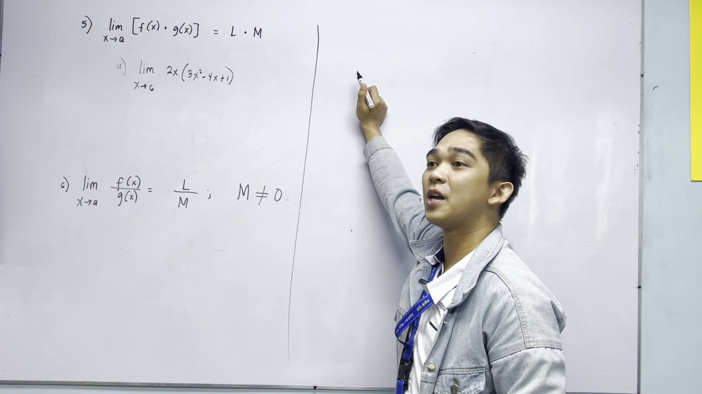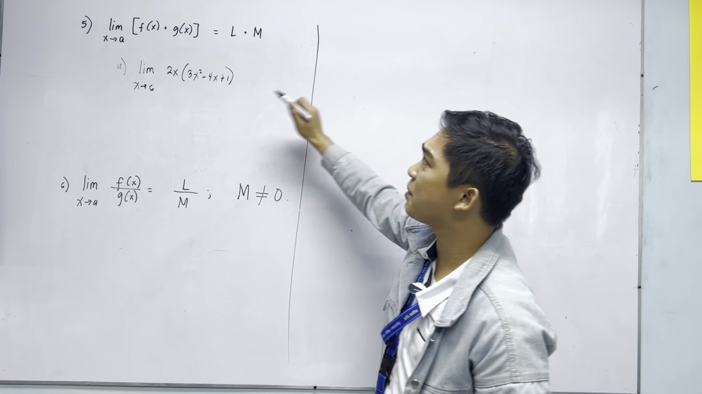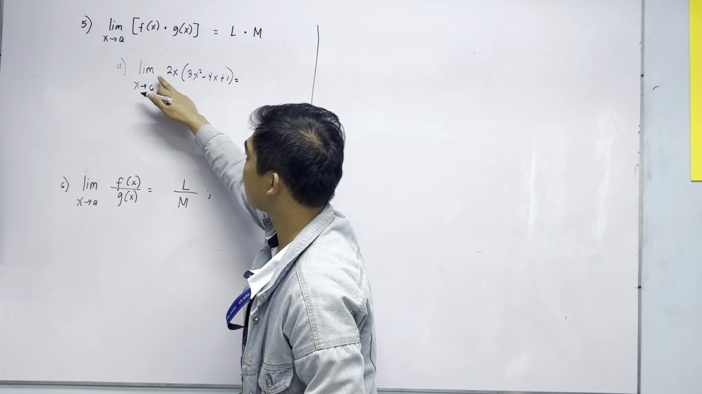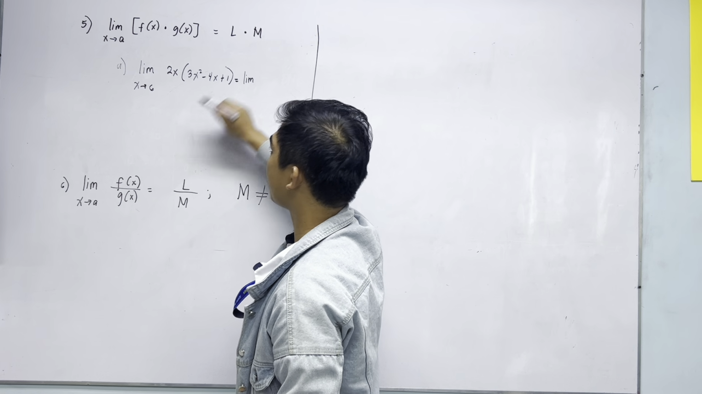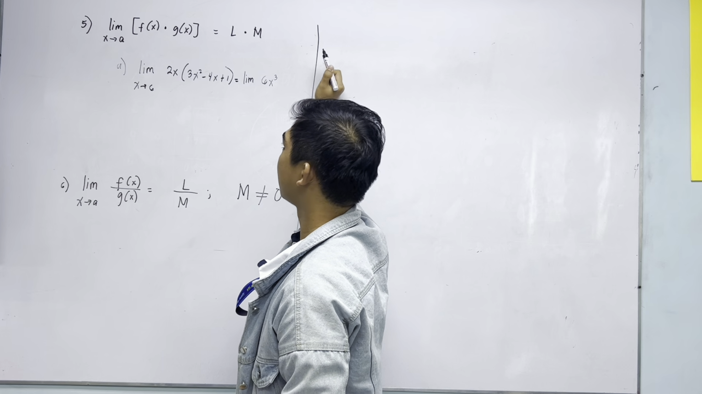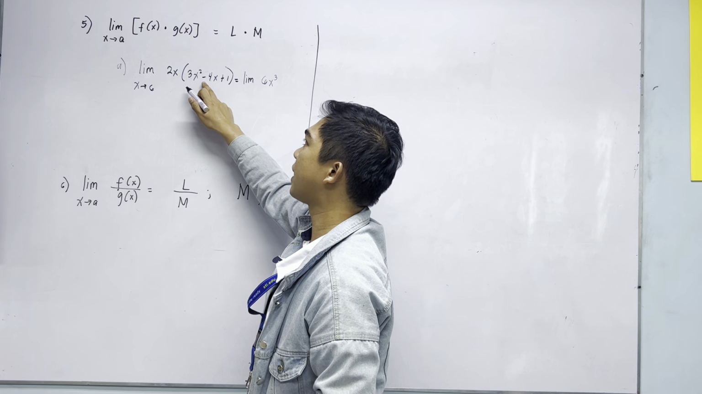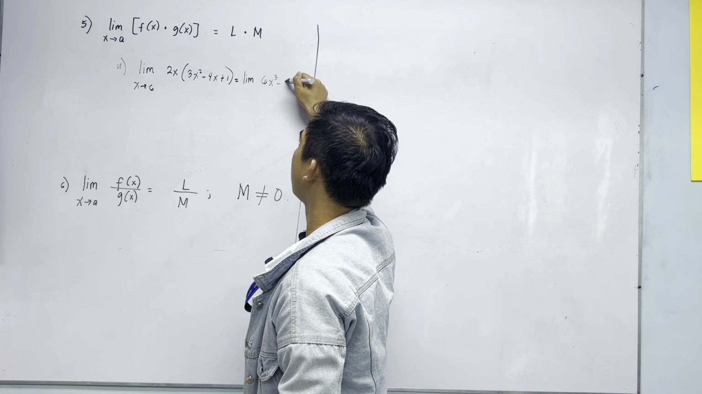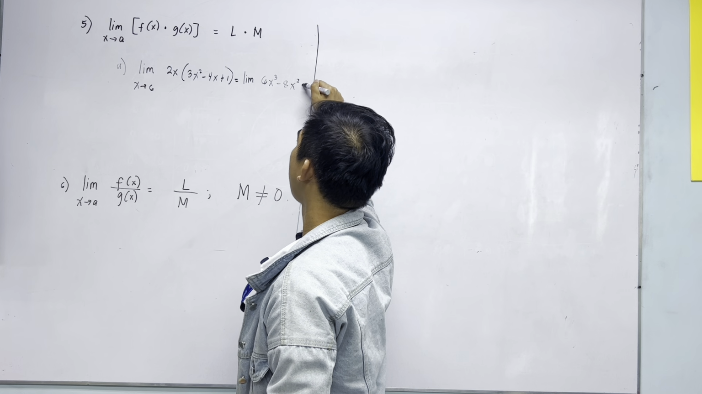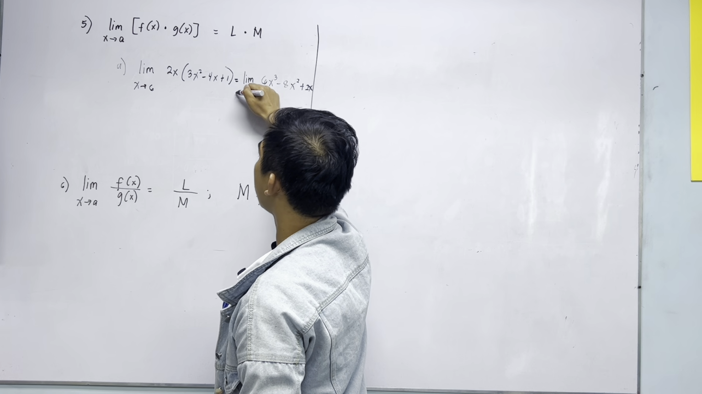Himayin muna natin. Remove the parentheses. Kasi sabi niya, i-multiply mo lang daw. So, i-multiply mo natin to. Pag minultiply natin, this will become limit. Just copy. 2x times 3x squared, 6x cubed. 2x times negative 4x, 8, minus x squared. Tapos 2x times 1, plus 2x. As x approaches 6.